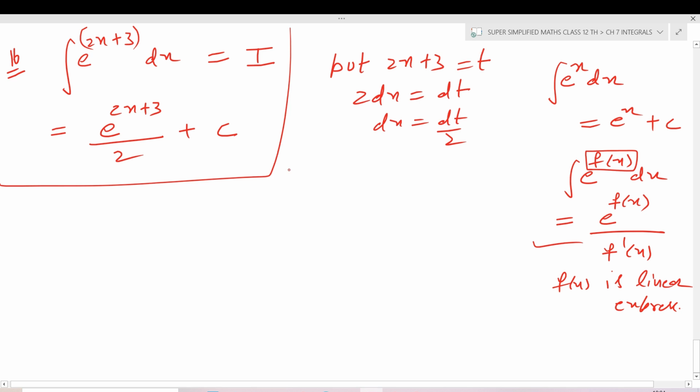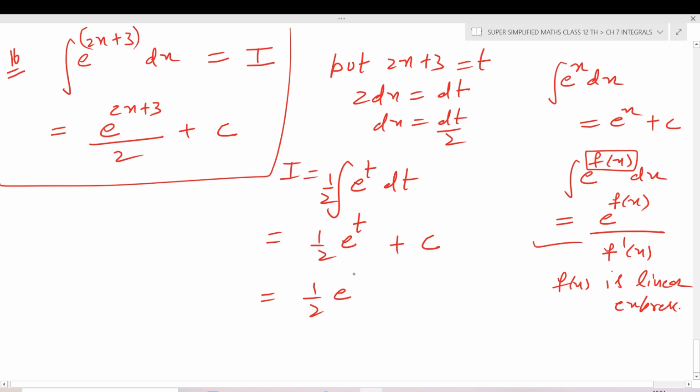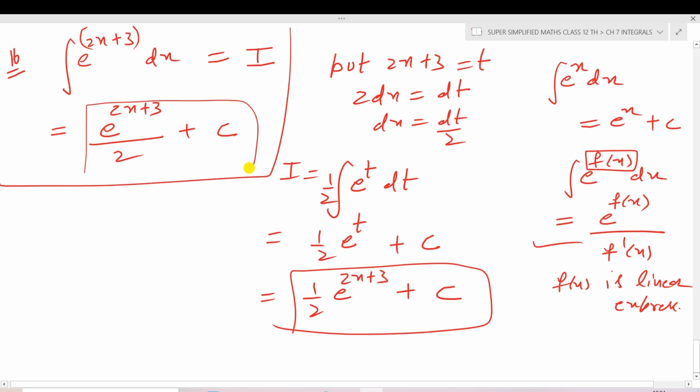Let us make this substitution in the integral I. e raised to the power t dt upon 2. So now you integrate 1 upon 2. Integral of e^t is e^t. So now in the end you replace t by 2x plus 3, and so we get the same answer as we have got here in one single step.